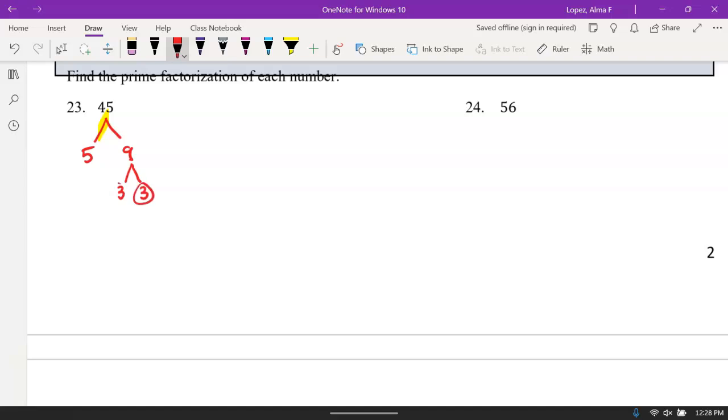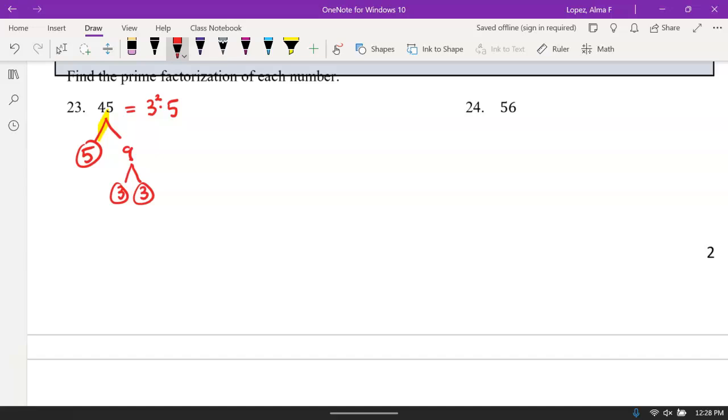So now that we've got all of the ends of our branches down to prime numbers, we have the prime factorization of the number, which is 3, and how many of those did we have? 2, and 1, 5. A neat way to check is to multiply those back together again. 3 squared is 9 times 5 is 45.